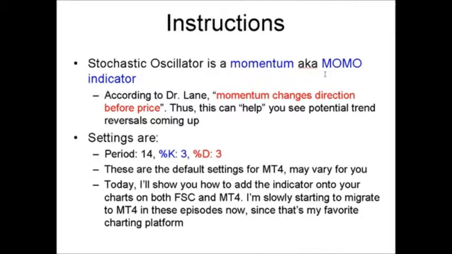So the stochastic oscillator is basically a momentum indicator, aka MOMO. That's what the stock traders use. The terminology for momentum is MOMO, and that's what I used to use a lot when I traded stocks back in 2010. So according to Dr.